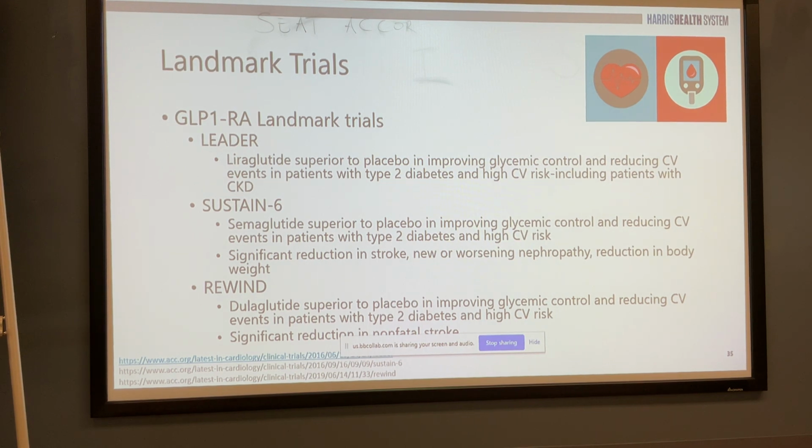So there are some clinical trials associated with this drug class. They did cardiovascular outcome trials in, I think, 6 of the GLP-1s, and 3 of them showed superiority. So this is why they're listed here, and this is why they're recommended for patients living with cardiovascular disease, or if they're high risk for cardiovascular disease. The LEADER trial was with liraglutide, the SUSTAIN-6 trial looked at semaglutide, and the REWIND trial looked at dulaglutide. And they were able to reduce stroke, cardiovascular risk, prevent worsening neuropathy, and help patients lose weight.